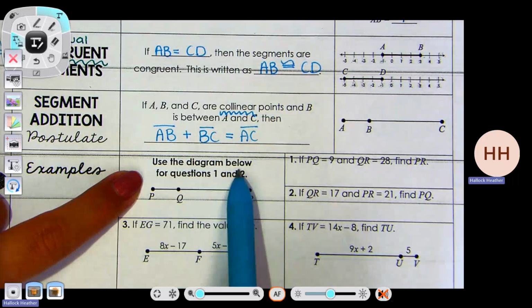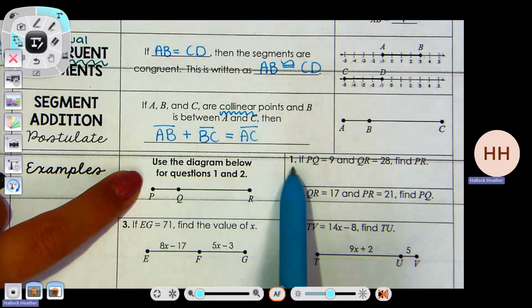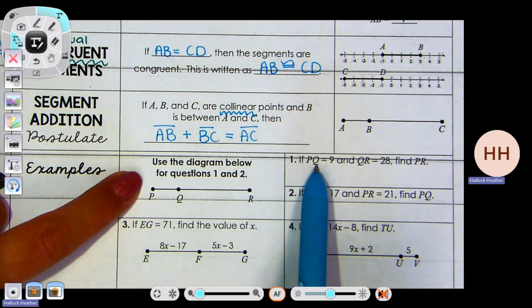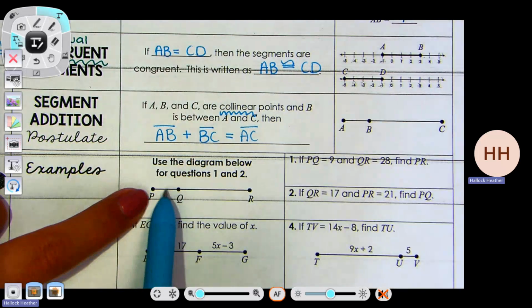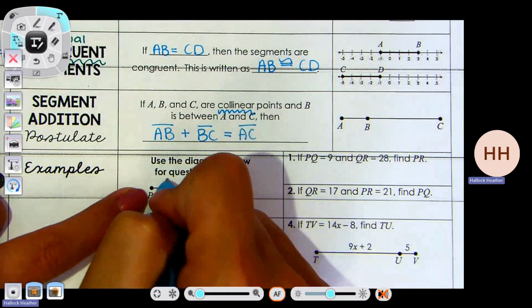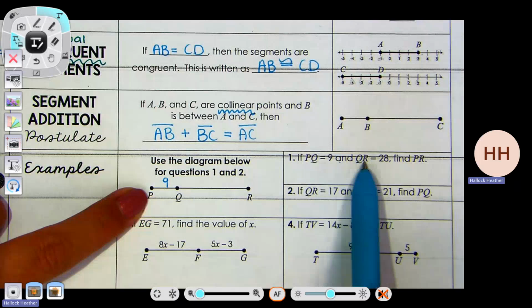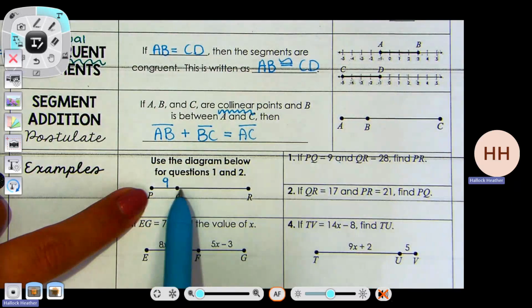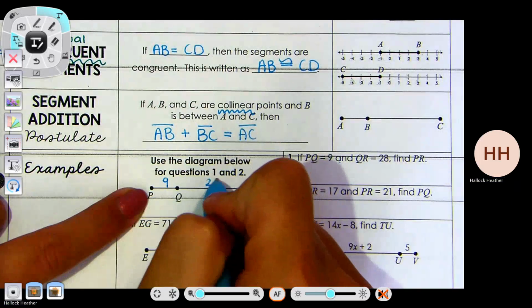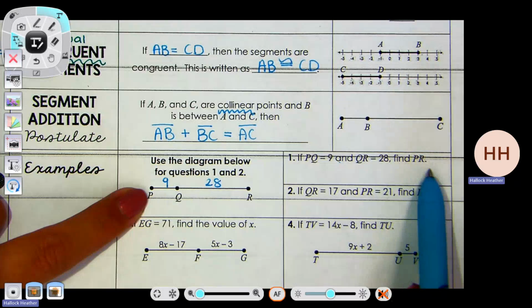So it says use the diagram below for questions 1 and 2. So for question 1, it says if P to Q is 9, I'm going to put that on my picture. From P to Q is 9, and Q to R is 28. We have to find PR.